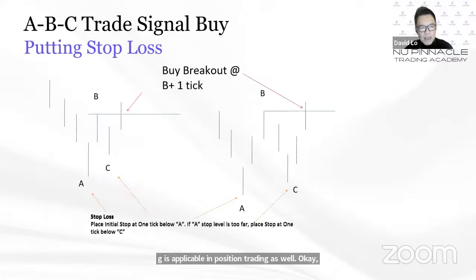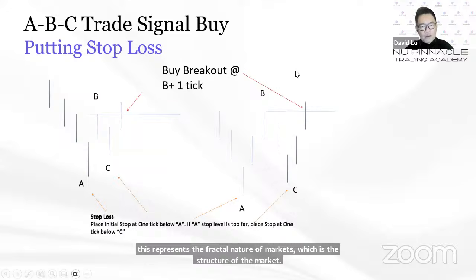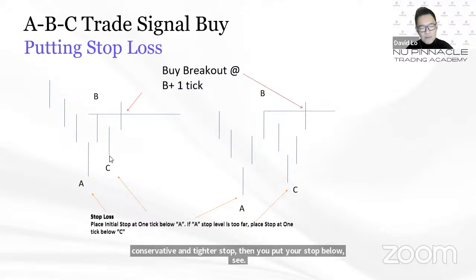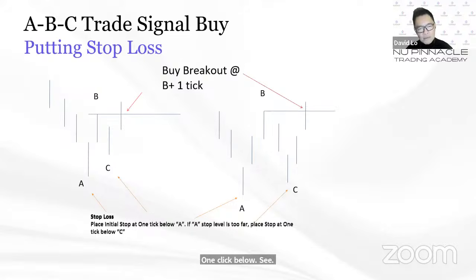So how to put a stop loss? The question always comes: how do I put a stop loss? Let's say, for example, you have bought at B+1 right over here. You have two choices: a conservative stop or a more aggressive stop. If you want a more conservative and tighter stop, you put your stop one tick below C. If you want to give the market a bit more leeway, and your system or the 5% risk you're taking can allow it, you can put it at A-1. That's how you put a stop loss for a buy position.